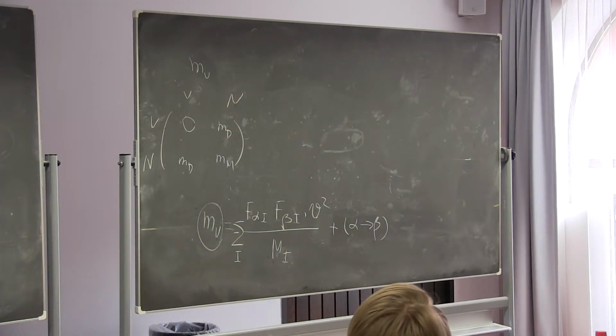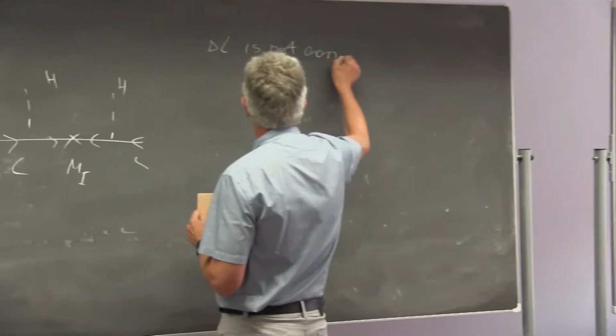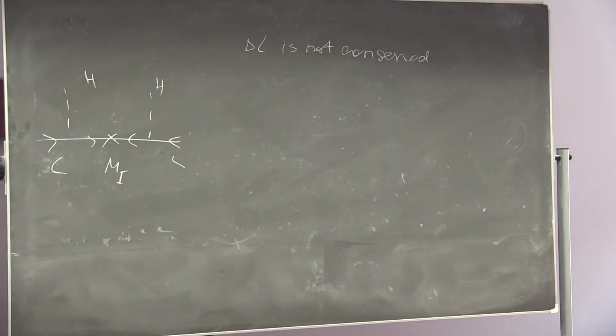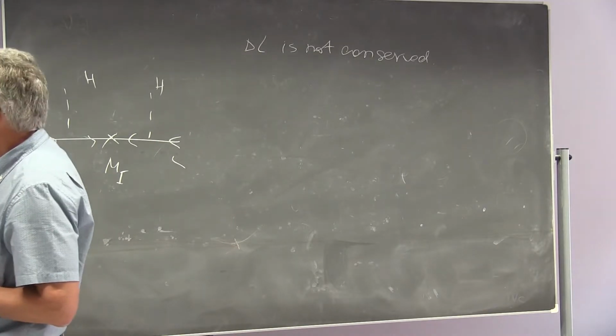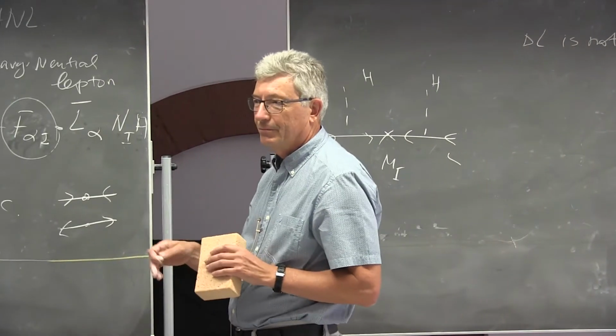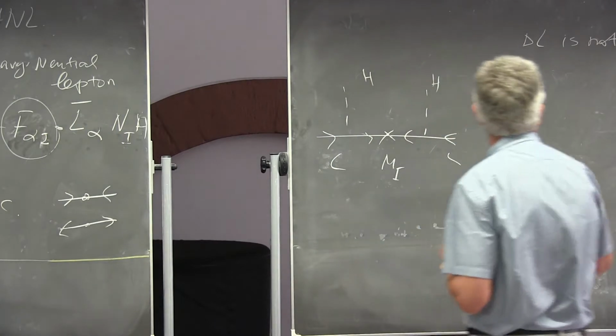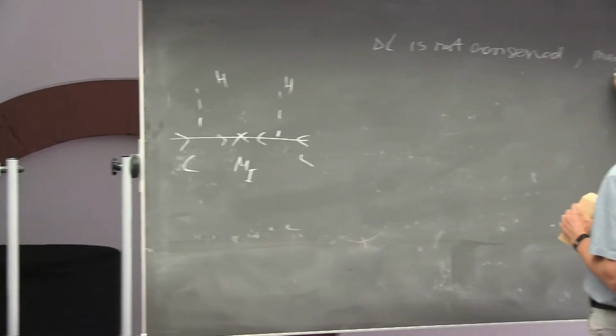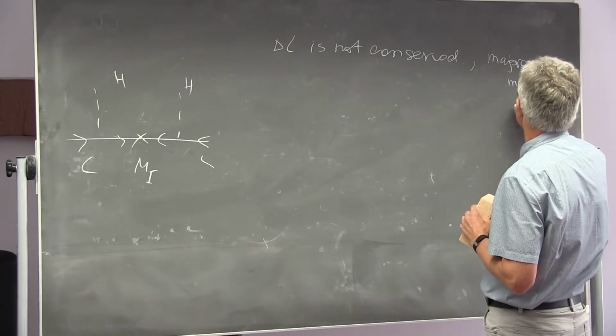Okay, so in this theory lepton number is not conserved, just because of the presence of Majorana mass and because we have all these Yukawa couplings. Okay. On perturbative level, baryon number is conserved, but there is an anomaly, so baryon number is not conserved as well. So this is because of Majorana mass plus Yukawas.